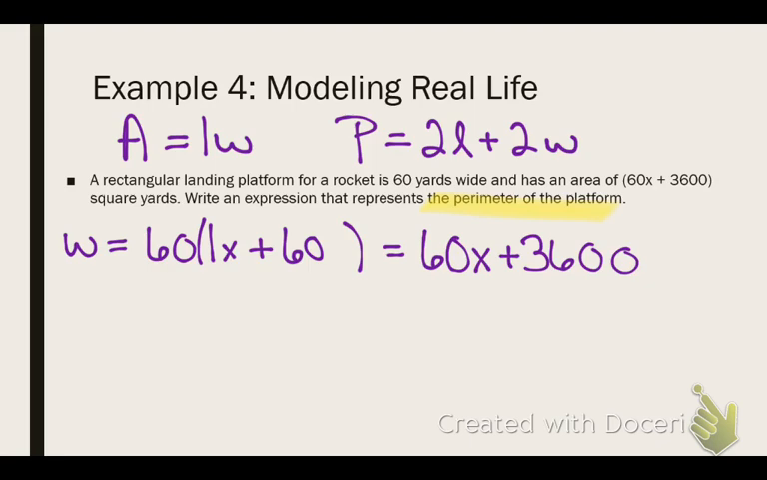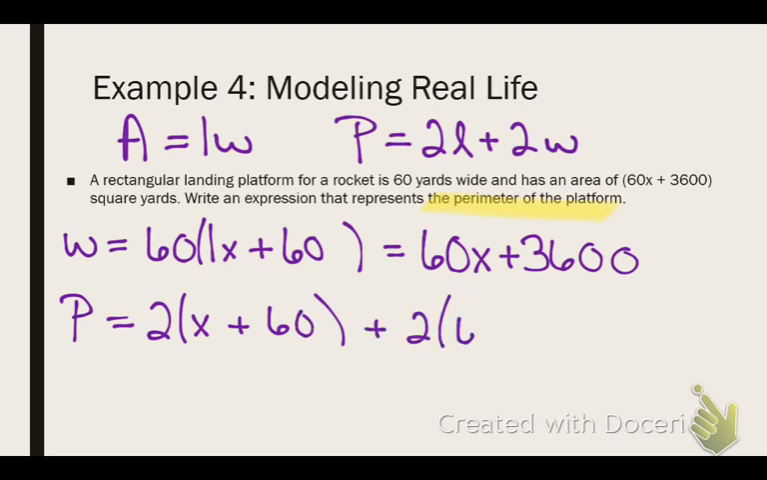All right, now I can plug it into perimeter. Perimeter equals 2 times the length, and I said the length is what? 1x plus 60, or x plus 60, plus 2 times the width. Go ahead and evaluate. That looks like distributive property. It's been a long day. 2x, oh goodness, the bell might ring, plus 120 plus 12.